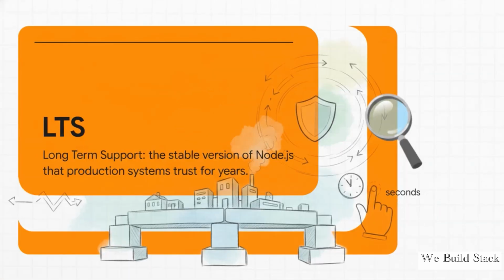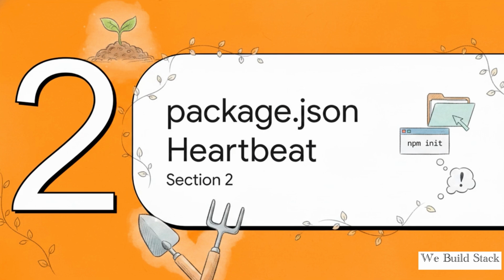And this perfectly illustrates why the pros stick to LTS, long-term support. You see, instead of constantly chasing the bleeding edge and dealing with those random breaking changes, LTS is the rock-solid, well-maintained version that massive companies actually trust to run their production apps for years. And with NVM, grabbing that latest LTS version just takes a few seconds. Moving right along to Section 2, the heartbeat, your package.json file.